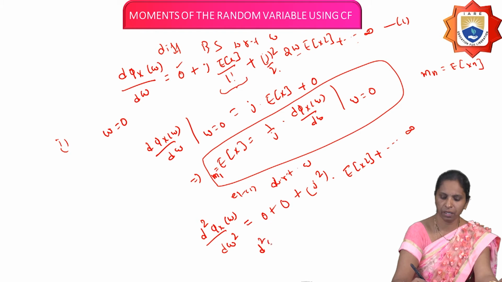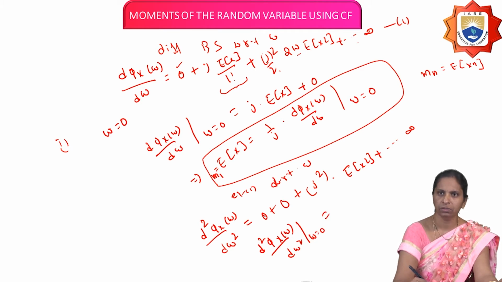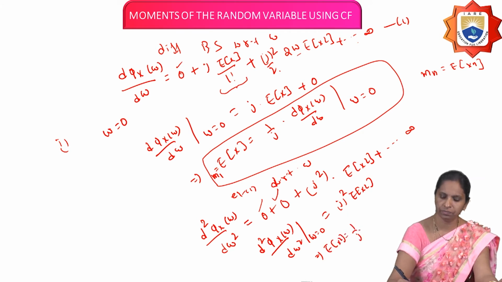Then what can you obtain here? D square pi x of omega by d omega square at omega equals to 0. The first term is 0, second term is 0 and remaining terms whenever omega is there, they are becoming 0. So except the third term, remaining all are 0. Then what can you obtain here? J square u of x square. So that implies u of x square is equals to 1 by j square into d square pi x of omega by d omega square when omega equals to 0.